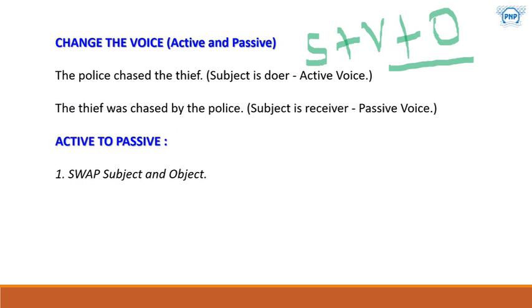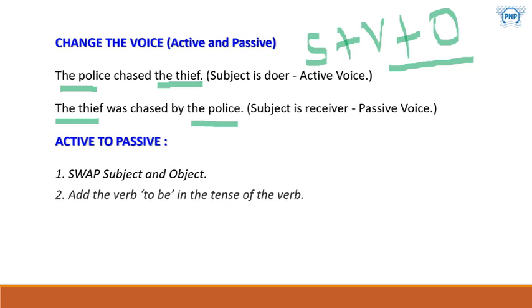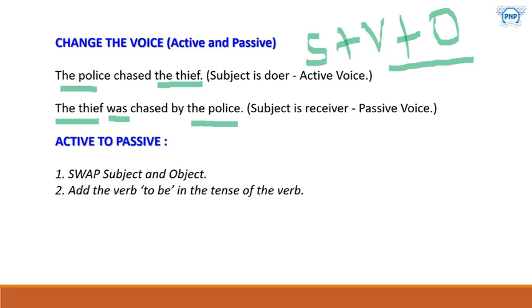Let me tell you the steps one by one. Swap subject and object. The thief is an object which we took here. The police is a subject, which came here, means their places are going to get changed. Next, add the verb to be in the tense of the verb. Here we have used this chase directly. Here we have added was, correct?